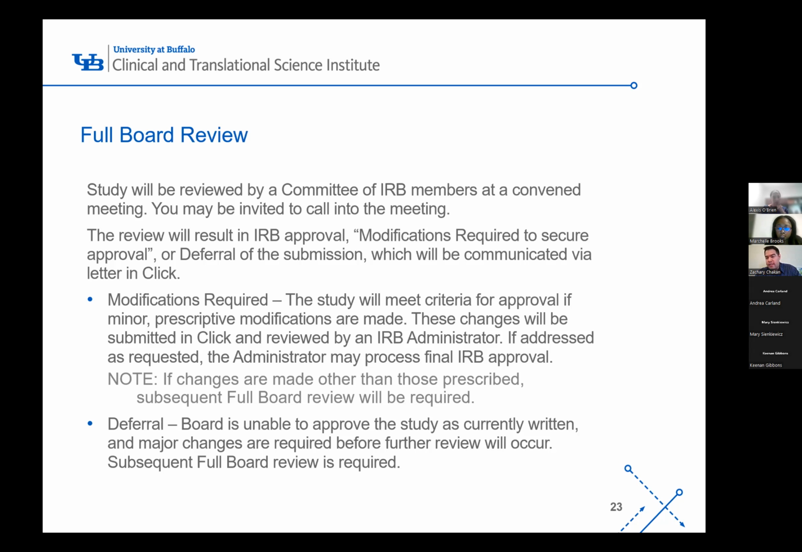And a deferral is the final potential option, and it definitely happens with new studies more so than other submissions that come to the board. That's if the board is unable to approve the study as it's written, and there are too many questions or things that need to be changed in order to meet criteria of approval without further clarification on certain topics. So if your study is deferred and you have to make several changes that the board alludes to, that will have to go back to a future board meeting for another review.